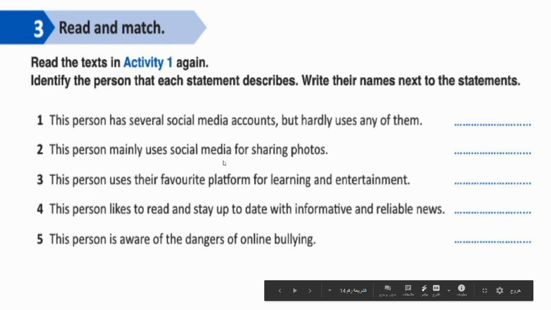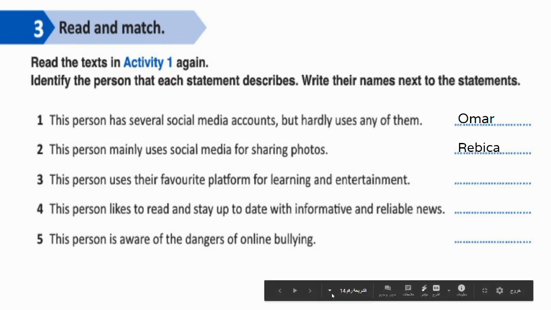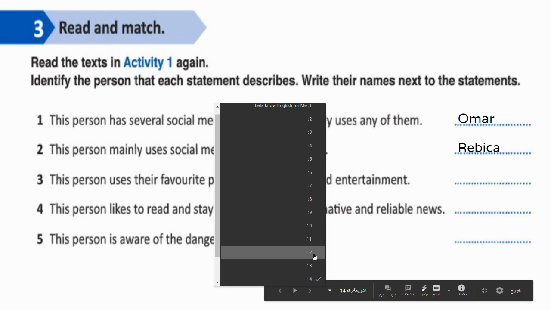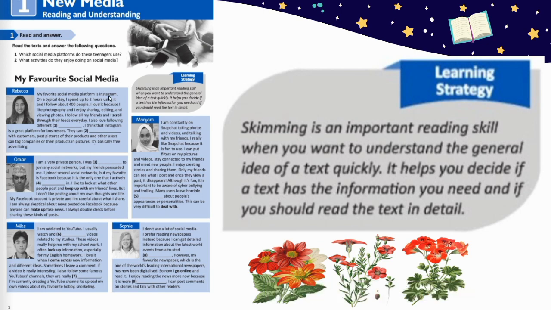This person mainly uses social media for sharing photos. As you know, sharing photos is mainly an Instagram platform. So who is the teenager? Rebecca. And if we go back to the text, look at Rebecca here. She uses Instagram, and you can find here, I love it because I like photography and I enjoy sharing, editing and viewing photos. So this is the proof from the text.